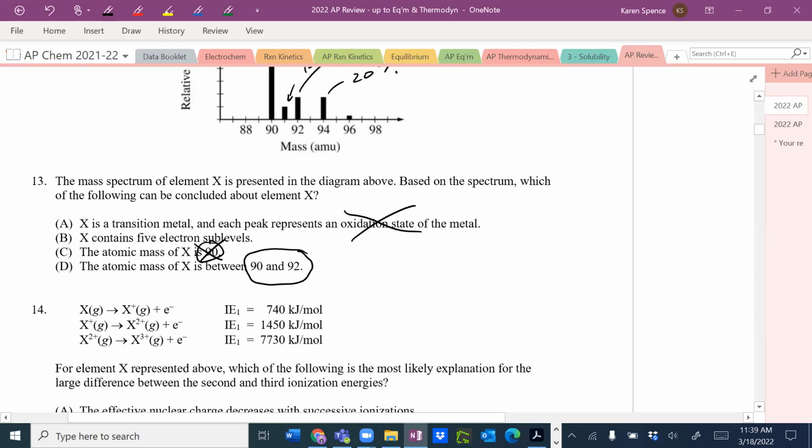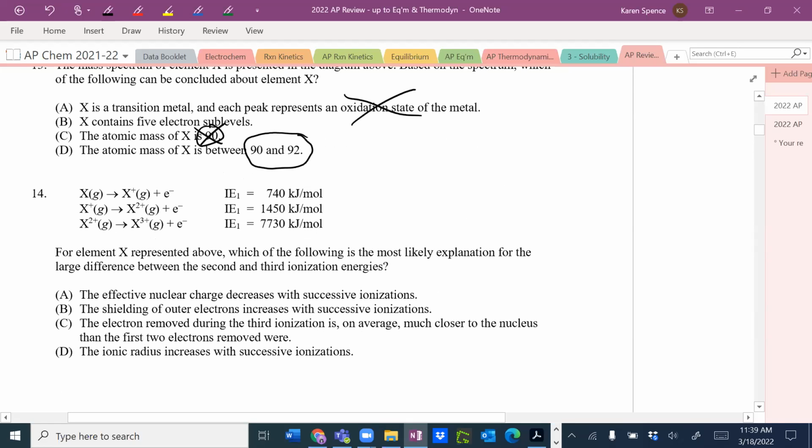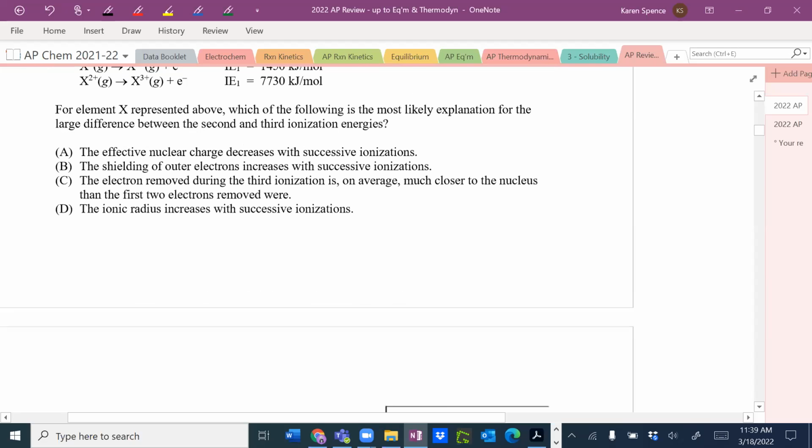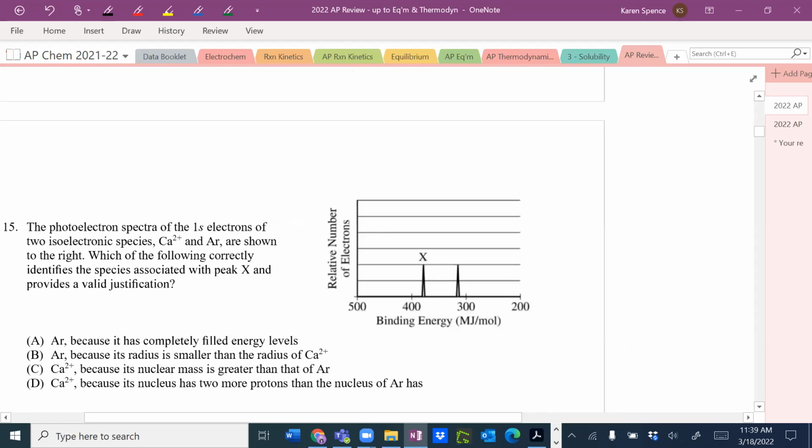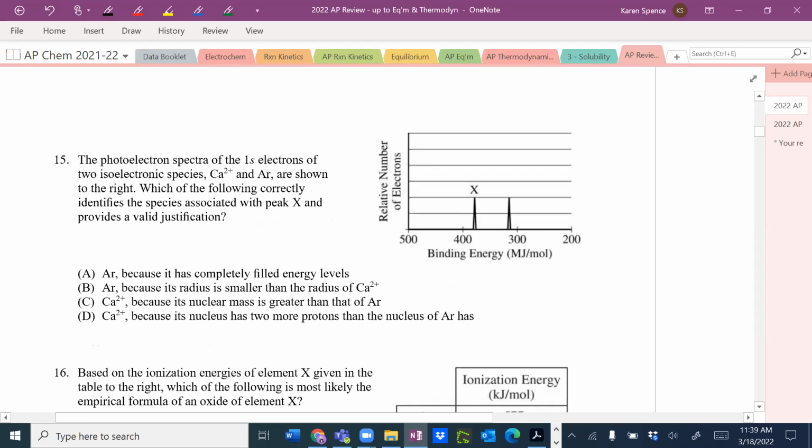Okay, nobody wanted number 14. Ooh, how exciting. Okay. Anyone changing their mind about number 14 before we zip on past?